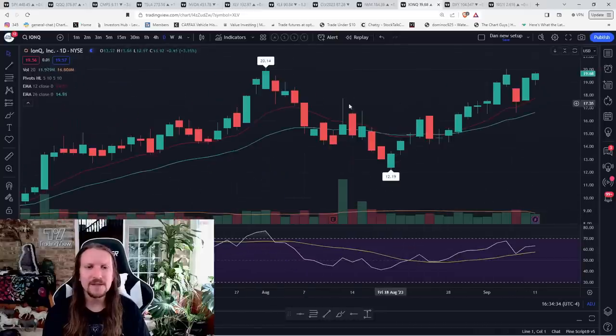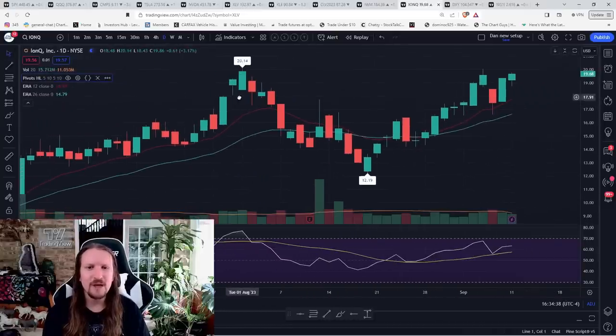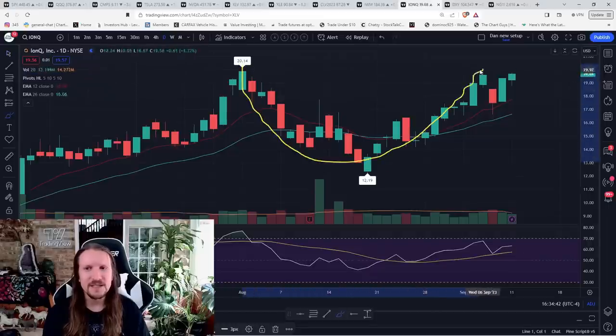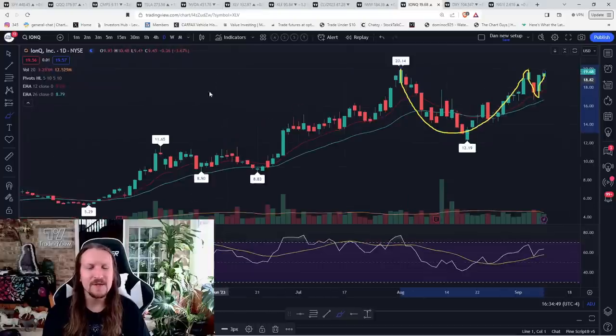IONQ, quantum computing name, trying for a cup and handle. Resistance, consolidation, double top, bull flag, and here we are trying to break out. So low cap name, high risk, high reward.